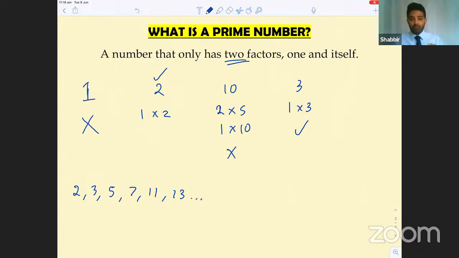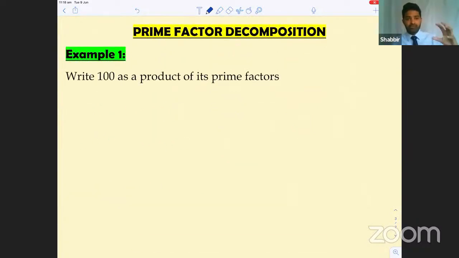So let's have a look at how we can write a number as a product of its prime factors. Okay, so here's your first example. Write 100 as a product of its prime factors. Write that down. What you could do is choose your very own number, and as I'm going through this example, you can do the same thing with your number if you really want to. Otherwise, you can start with 100 and go through it with me.